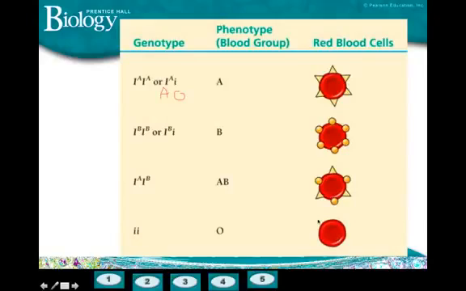Type O blood doesn't actually have any blood proteins on the surface. So type O blood can only receive type O blood, but it could donate to type AB, type B, or type A. So you may have heard of that as being the universal donor, whereas type AB is the universal recipient.